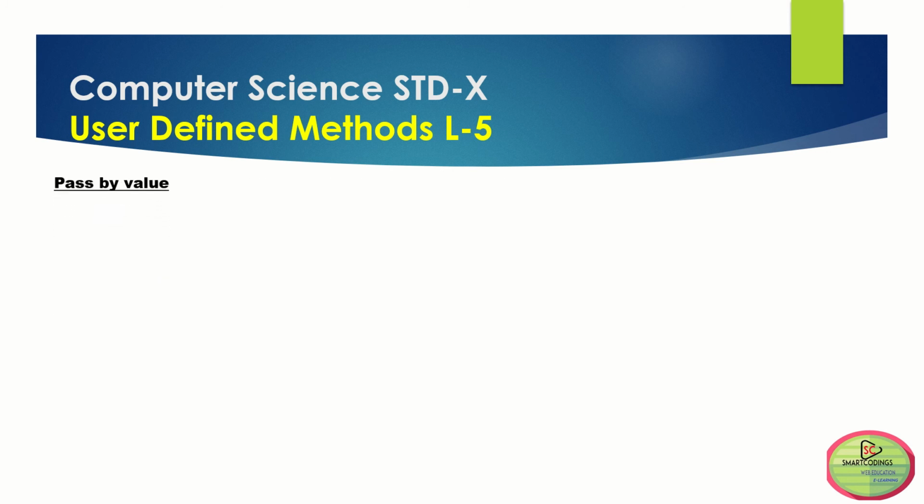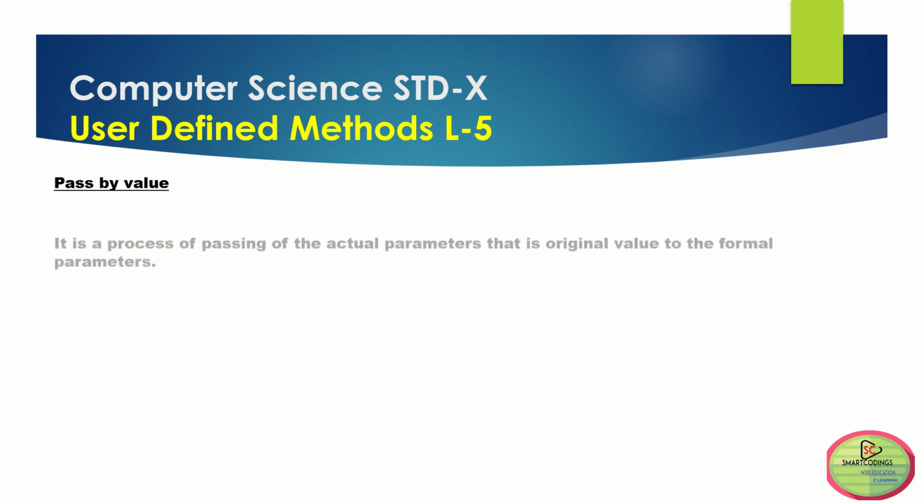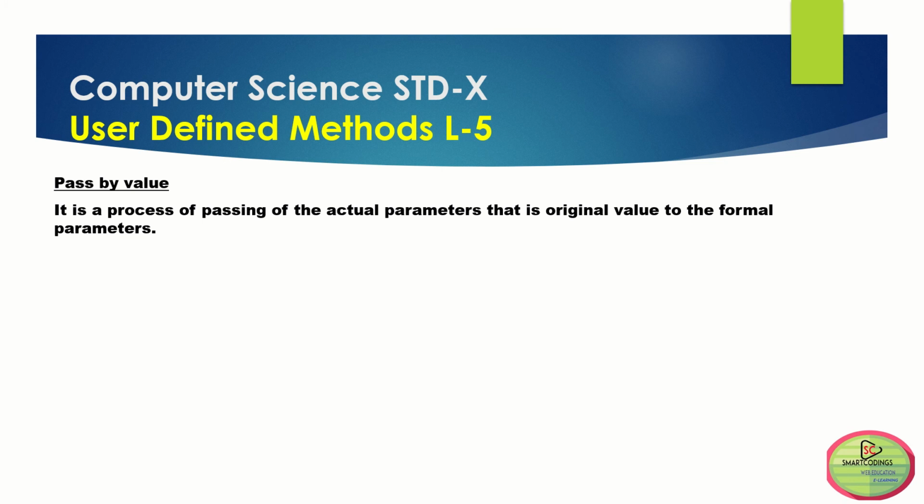Now the main concept is pass by value. The first way to pass values to a function is pass by value. So what is pass by value? The definition: it is a process of passing the actual parameters, that is the original values, to the formal parameters.